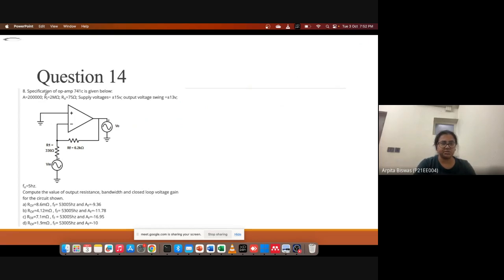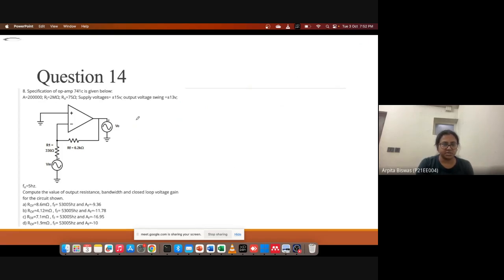This is the question number 14. The specification of an op-amp 741C is given below. A is given 2 lakh, Ri is given 2 mega ohm, R0 is 75 ohm, and the supply voltage is plus minus 15 volt. The output voltage swing is plus minus 13 volt. And f0 is given 5 hertz. So compute the value of output resistance, bandwidth, and the closed loop voltage gain.